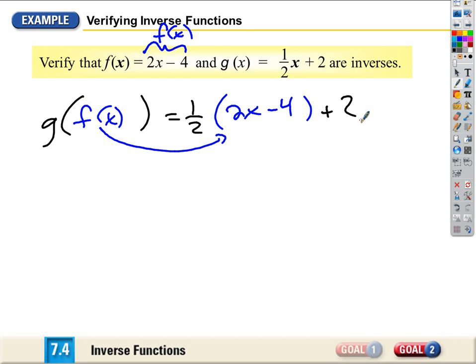So there it is. G of f of x equals 1/2 times f of x plus 2. If I distribute the 1/2, what do I get? I'm going to have 1/2 times 2x is x. 1/2 times -4 plus 2 equals x, right? Those add to 0. Okay? So it worked.